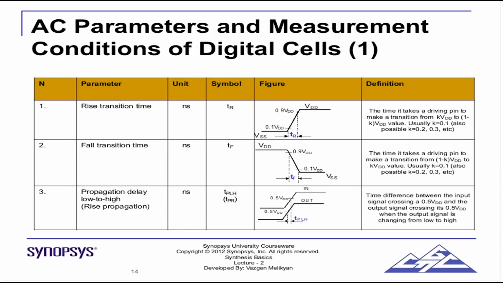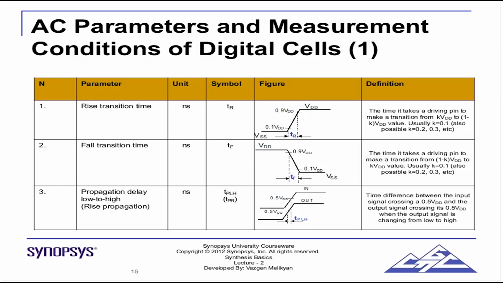Now let's look at AC parameters. These are very important parameters. These are typically the parameters you would actually see inside the standard cell library file, and which you would use a lot. The first is the rise transition time. The unit is nanoseconds. The symbol is TR. Rise transition time is the time it takes for a signal to rise from 0 to 1, from 10% of VDD to 90% of VDD. So we say that TR is the time it takes the signal to go from 0.1 VDD to 0.9 VDD.